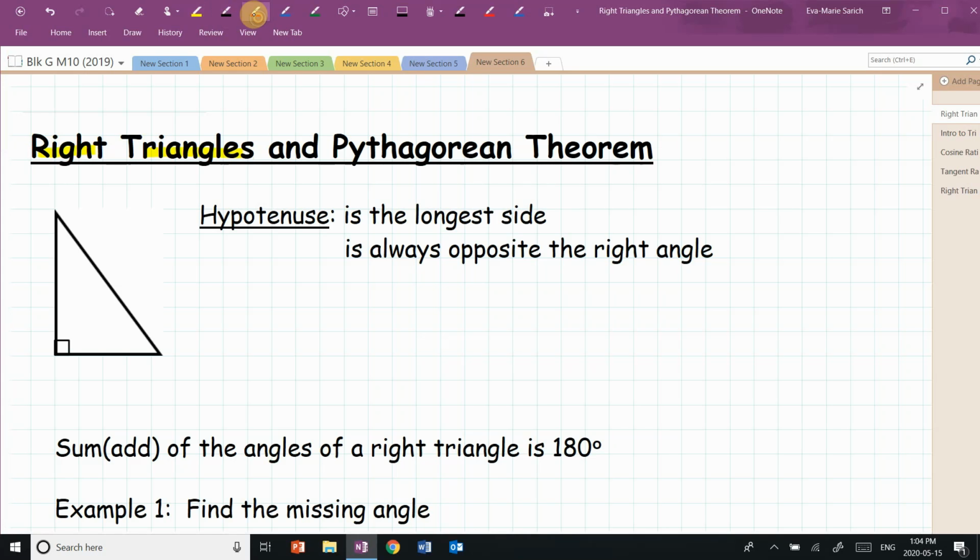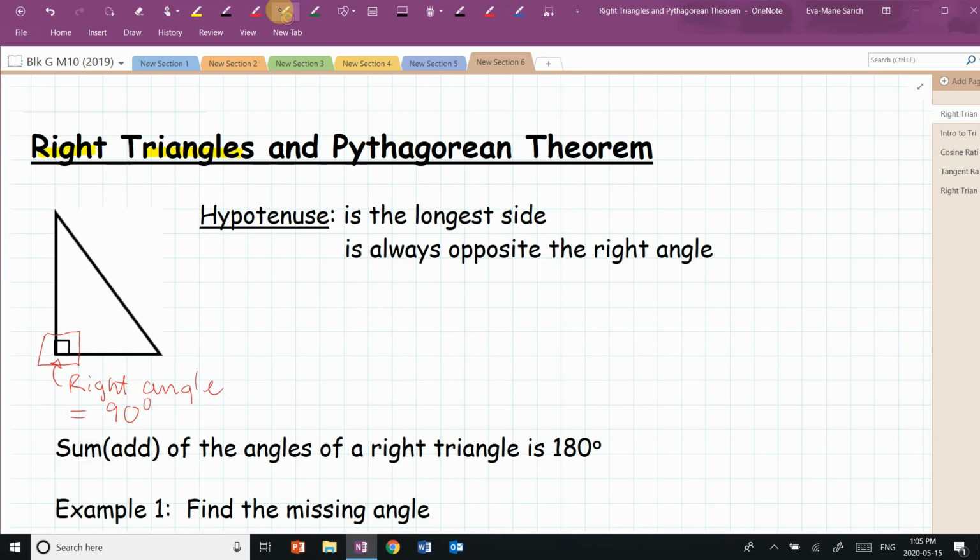So right triangles have a right angle, okay? That right angle is always noted with a square in the corner. Squares and rectangles have square corners and they have right angles. All of the corners are right angles, okay? A right angle is an angle that is equal to 90 degrees, okay?